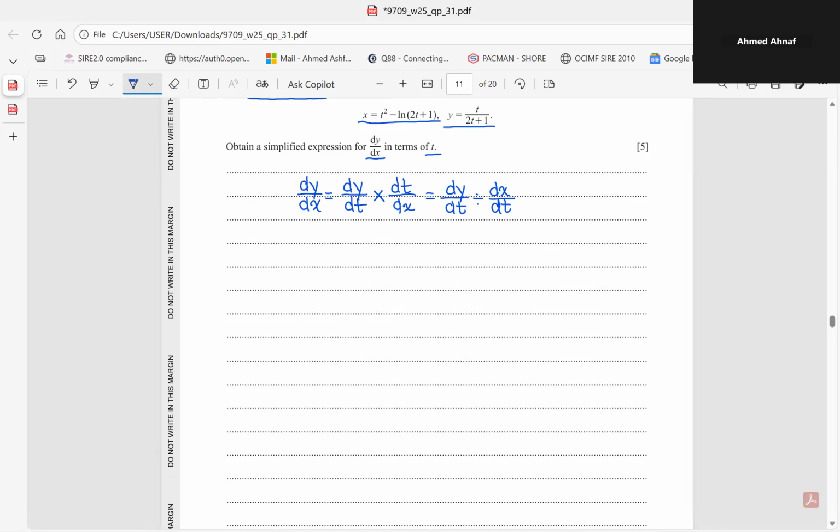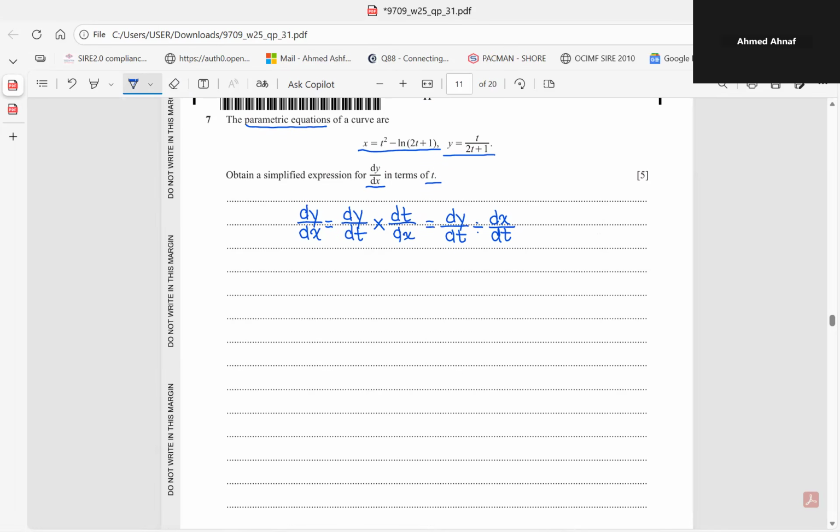So let's evaluate dy/dt and dx/dt. So let's do dy/dt first. So y is equal to t over 2t plus 1. So to get dy/dt for this, you can see it's a fraction where both the numerator and denominator are functions of t. So for a case like this, we are going to have to use the quotient rule. So yeah, let's do that. So how I like to do it is to first square the denominator. So (2t plus 1) squared.